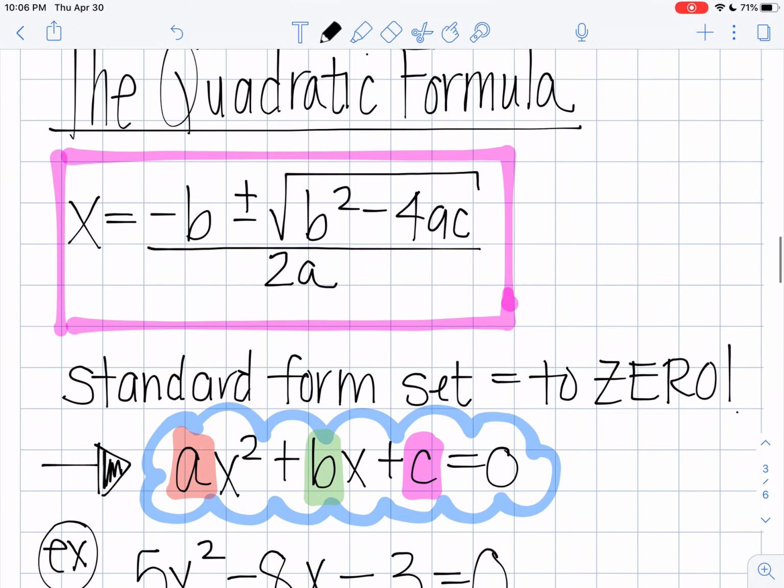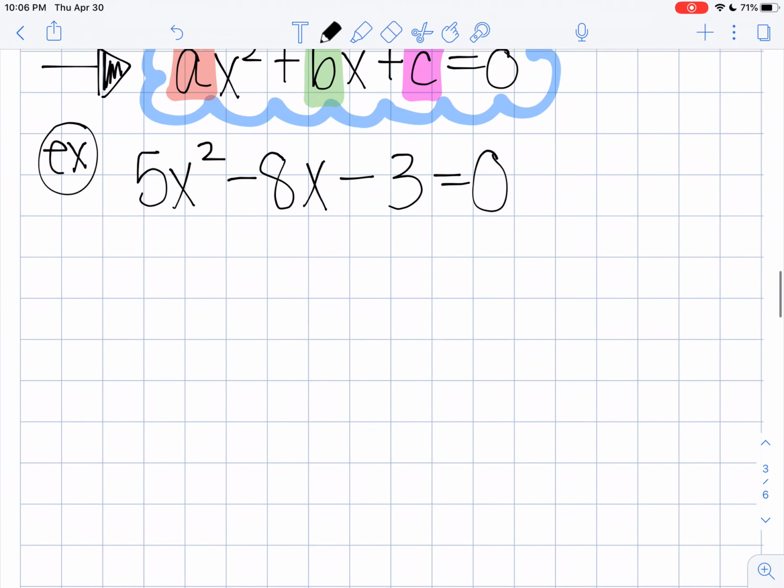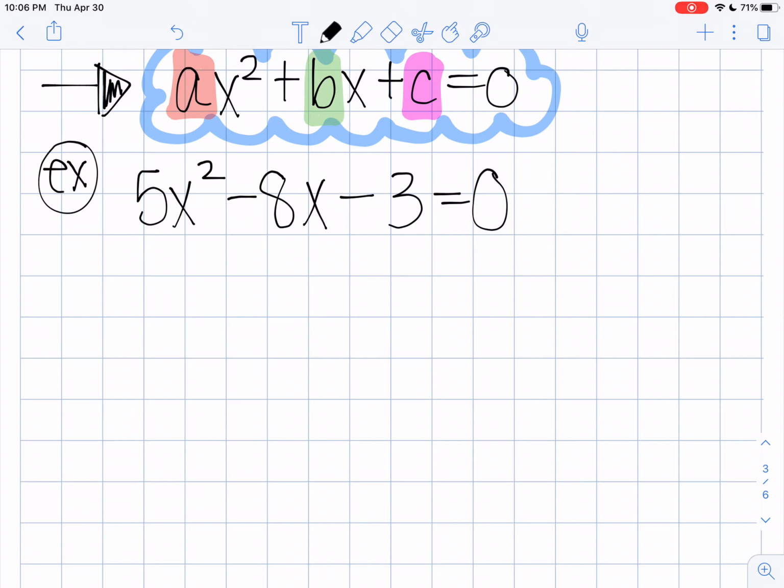So let's do our first example. So my first example says 5x squared minus 8x plus 3 is equal to 0. So the first thing I'm going to do is I'm going to write out my a, my b, and my c value. So the value that's next to x squared is 5. My value that's next to x, my b value, is negative 8. And my c value, the value that's all by itself with no variable, or what we call our constant, is positive 3.